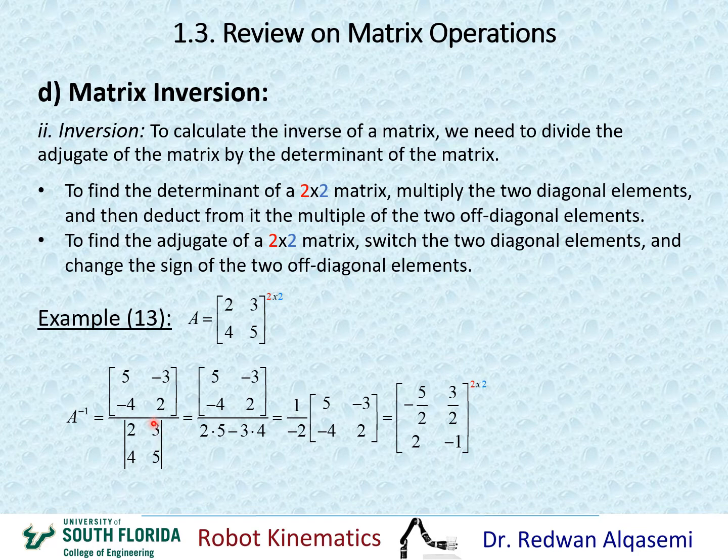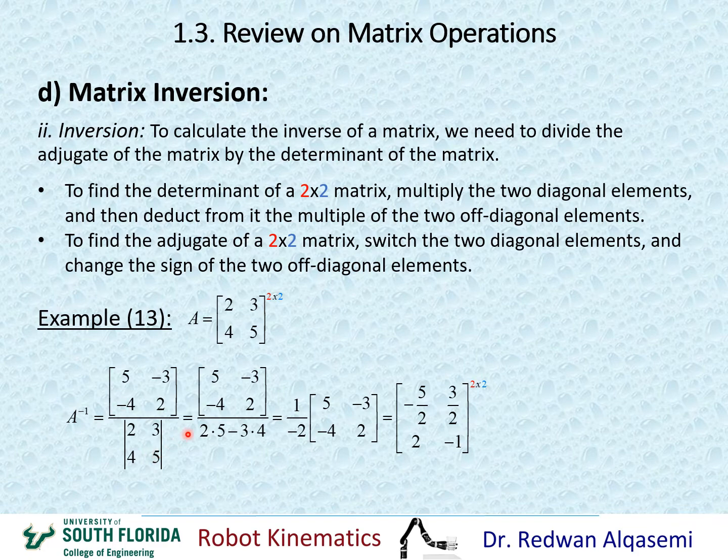So I put here that A inverse equals this, which is the adjugate of A, over the determinant of A. For the adjugate of A, what I did is I switched the two diagonal elements. Here they were 2 and 5, and I put here 5 and 2. And then I switched the sign of the two off-diagonal elements. It was 3 and 4, now it's -3 and -4.